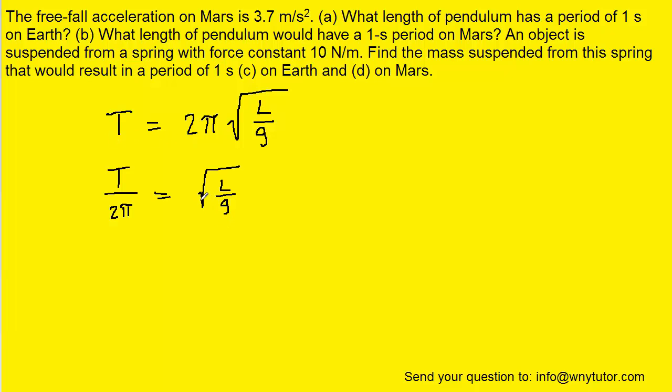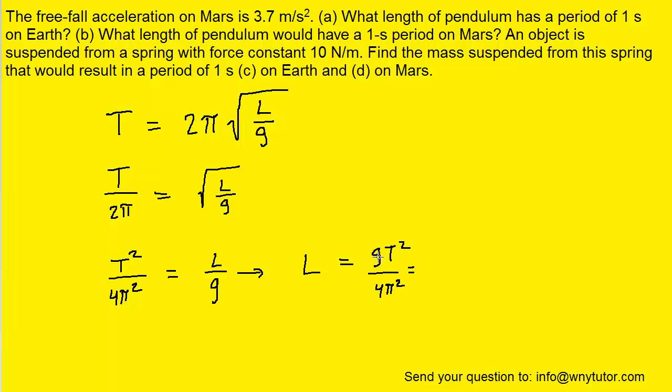We would then square both sides so that we can get rid of the square root. Notice that when we squared 2 pi, we squared both the 2 and the pi to make 4 pi squared. And then we just need to multiply both sides by g to solve for the length L. Now at this point we could just plug in the known values.